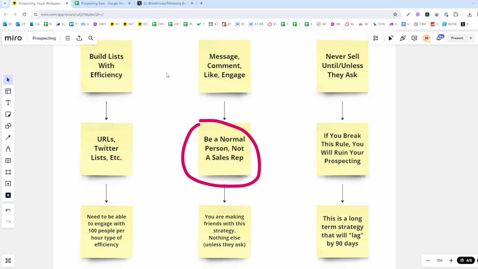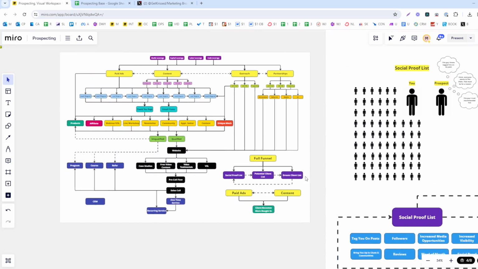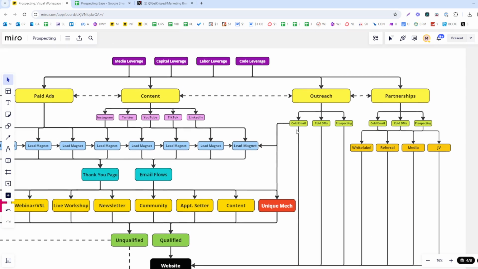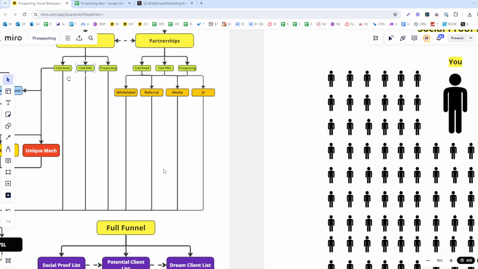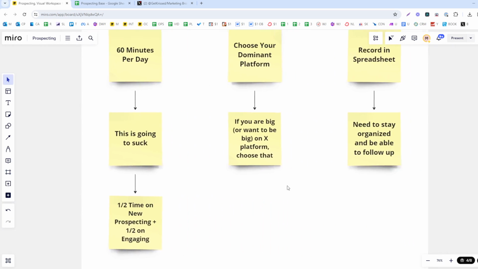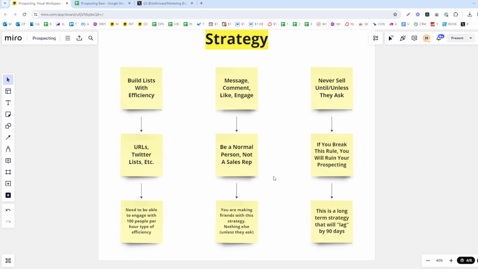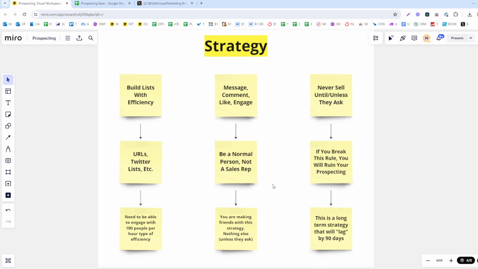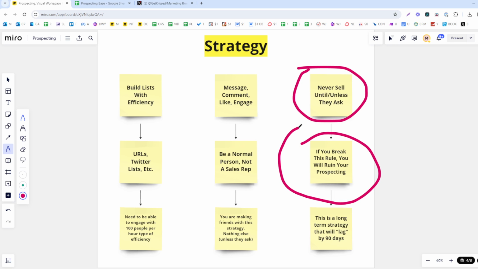We want to think of prospecting as a long-term, permanent strategy that's focused on getting our network bigger, as opposed to just trying to sell people. This is not the place to sell people. We're already selling people in our ads, with our content, with our cold email, our cold DMs. We don't need to add another channel to sell to people, because this is done manually, and that will lead to a worse result and a worse ROI for our time. We never want to sell unless they ask for it. And if we break this rule, it's going to ruin our prospecting.